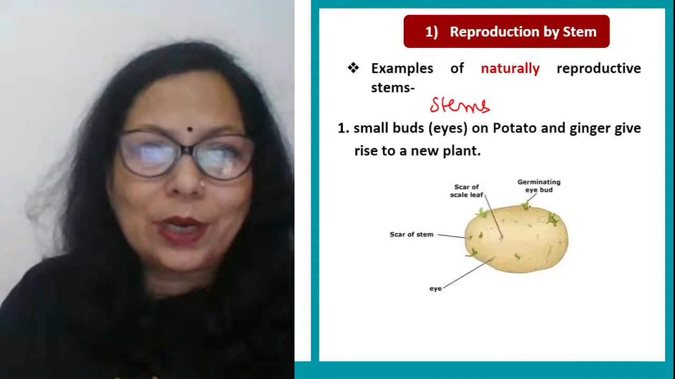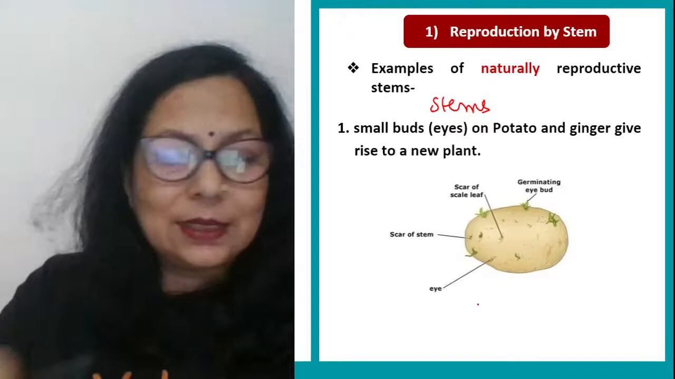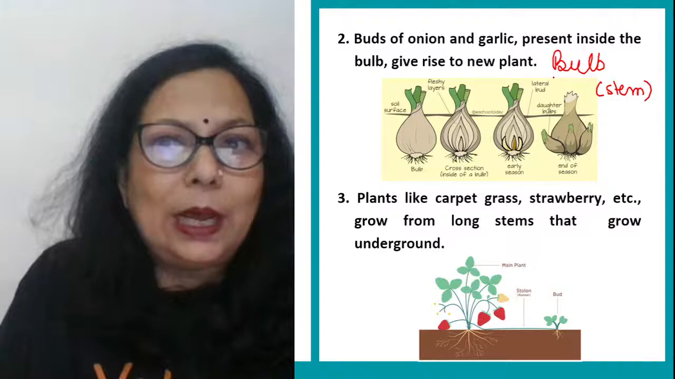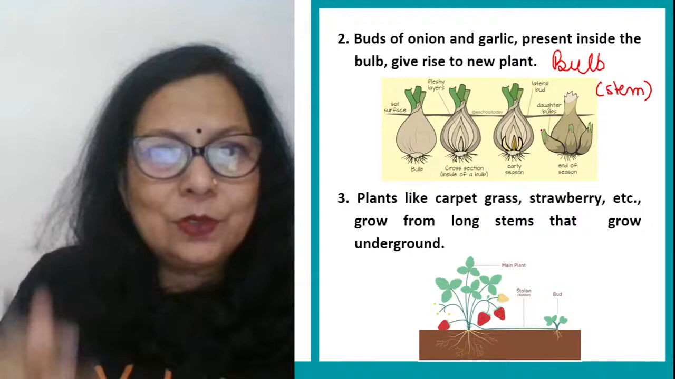Sweet potato is a root, potato is a stem because potato has got these buds. It has got scale leaves. Anything which has leaves and buds, that is a stem. Try to understand. Onion, it's a bulb. Onion is a bulb, but it's a part of the stem. Stem has modified into a bulb. The pink-colored, scale paper-like layers on top are the leaves. And it also germinates from here.